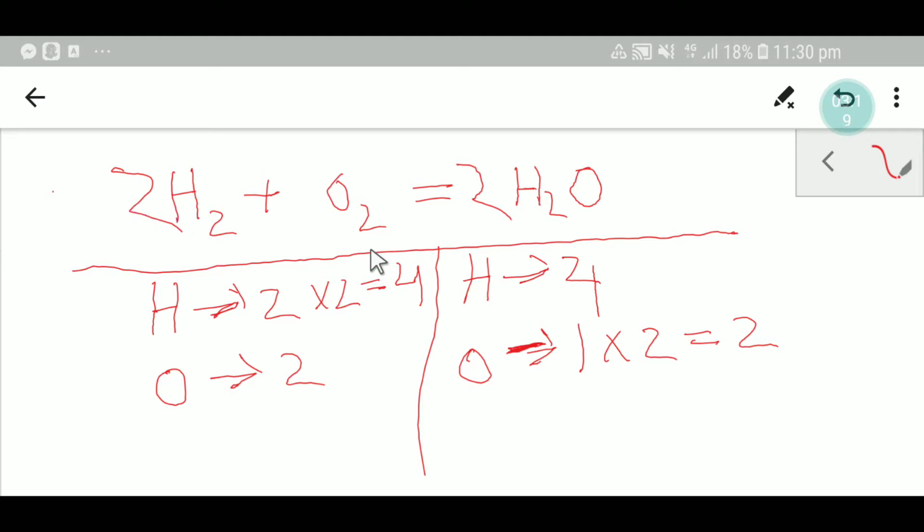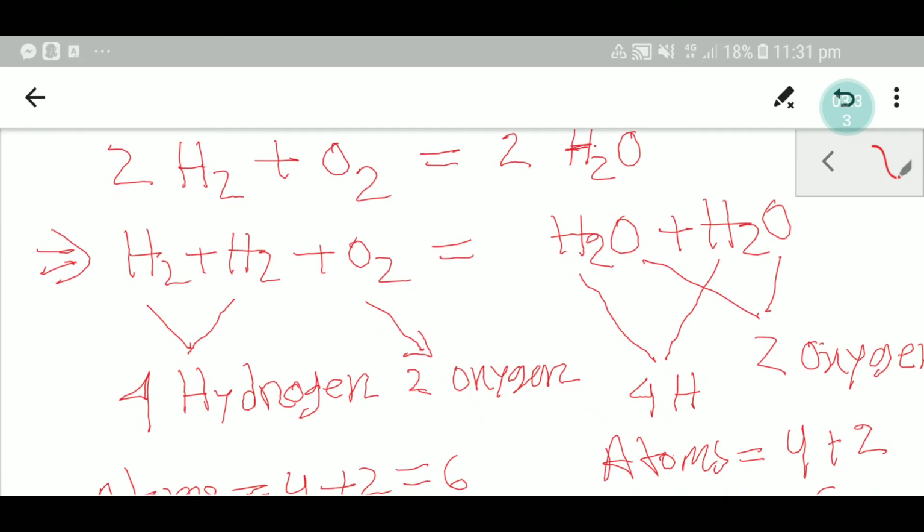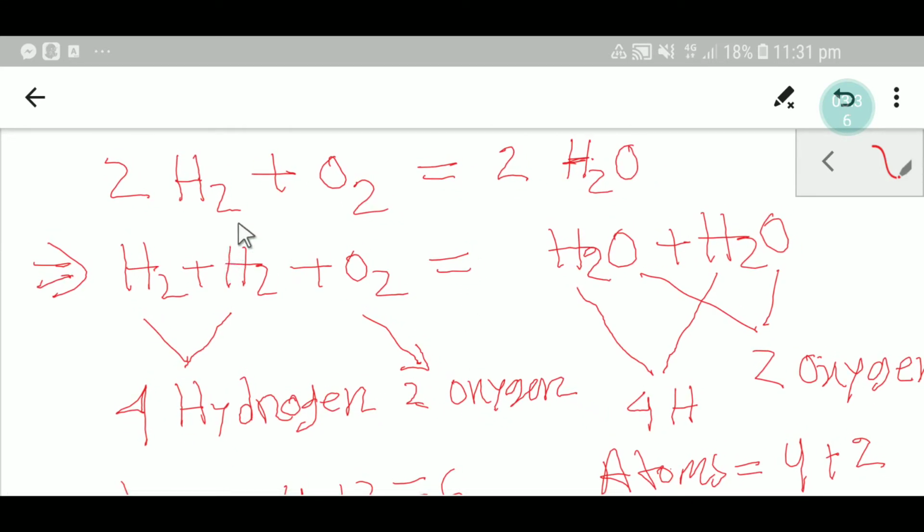So this is the balanced reaction. Remember, this is the sign of a balanced reaction. Okay, so let me explain these things. This is the balanced reaction between hydrogen and oxygen.